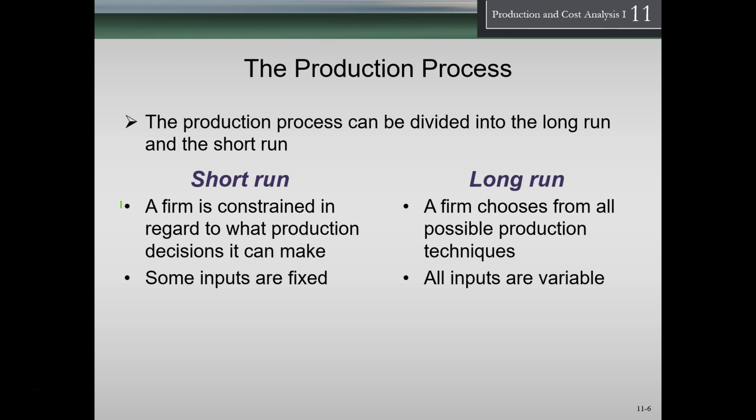In the long run, a firm chooses from all possible production techniques. All inputs are variable. If we think of the long run, it's all variable, because if we think about that same rent example, it is variable at some point. If we think 2 years out, after the lease is due, then we can do whatever we want at that point. So in the long run, we're going to have different decision-making processes and techniques than in the short run.